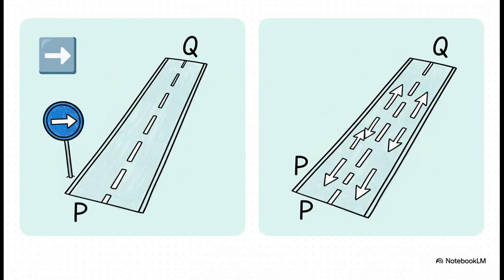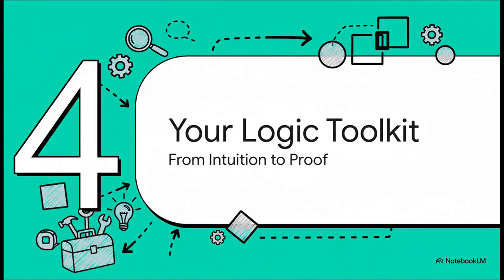So let's nail this down. The conditional is your one-way street. The truth of P forces the truth of Q, but not necessarily the other way around. The biconditional, however, that's the two-way street. They rise and fall together. That signifies a true logical equivalence. And just like that, our foundational logic toolkit is complete. With these 5 tools, we can finally start building and analyzing much more complex arguments.